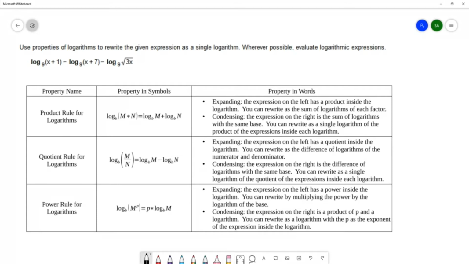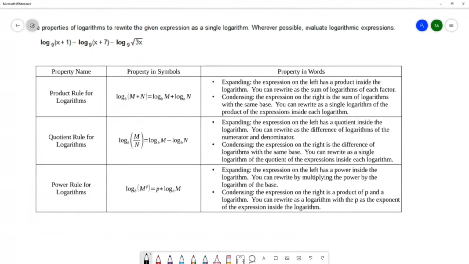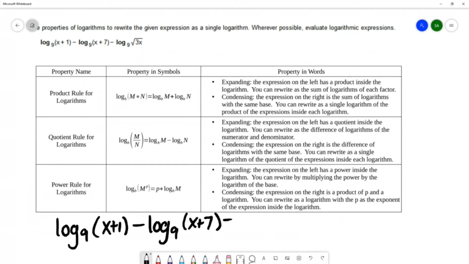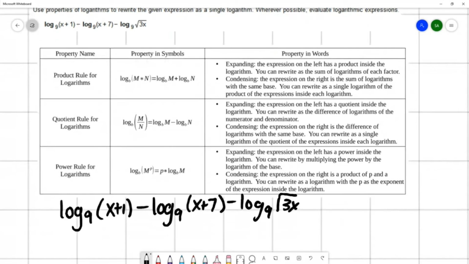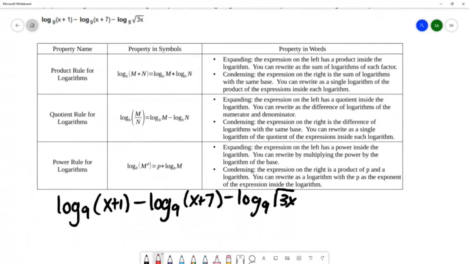So let's rewrite the example so we can have it a little bit larger. We have the log base 9 of x plus 1 minus log base 9 of x plus 7 minus log base 9 of square root of 3x. Now it's important to notice that all of these have the same base, and that is required in all of our properties to have the same base so that we can condense to a single log.